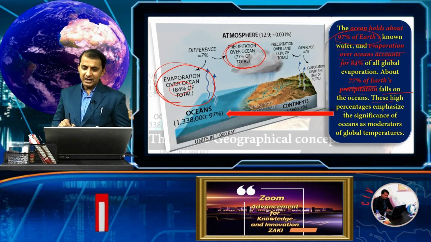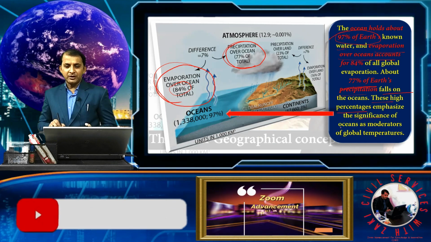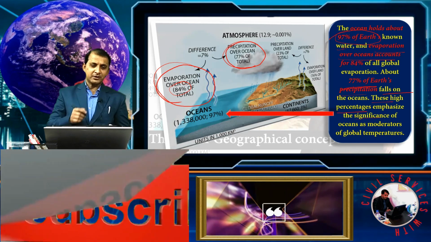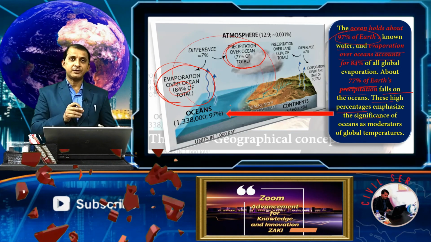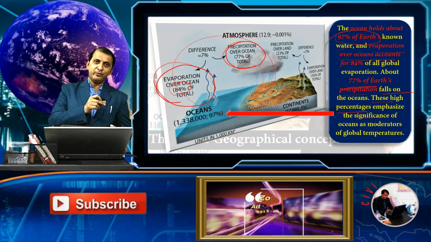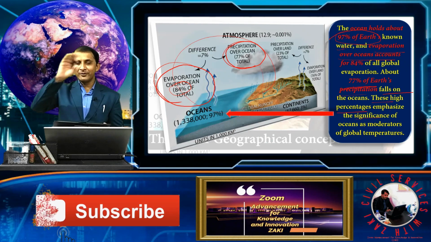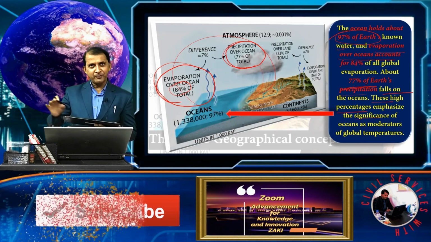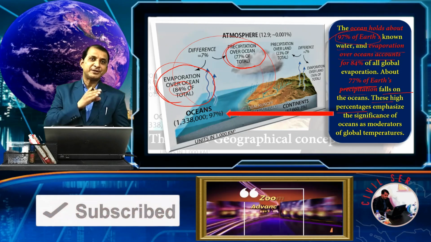This high percentage emphasizes the significance of the ocean in moderating the global temperature. That's why the ocean moderates our global temperature. If any phenomenon changes in the ocean, it will impact our global temperature, global weather phenomena, and so on. That's why the ocean is very significant.